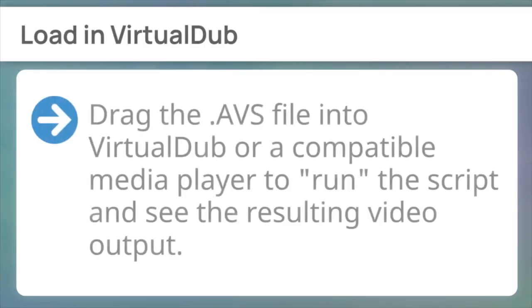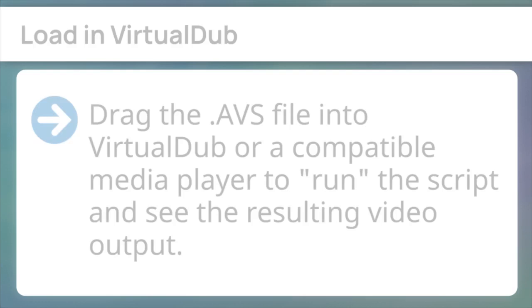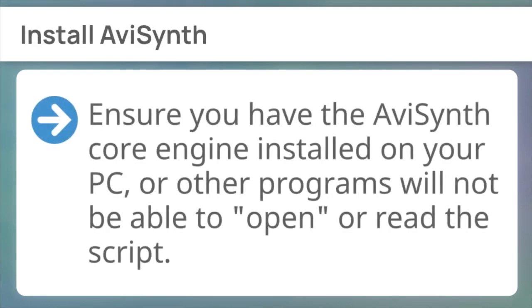Next, load in VirtualDub. Drag the AVS file into VirtualDub or a compatible media player to run the script and see the resulting video output. Finally, install AviSynth. Ensure you have the AviSynth core engine installed on your PC, or other programs will not be able to open or read the script.